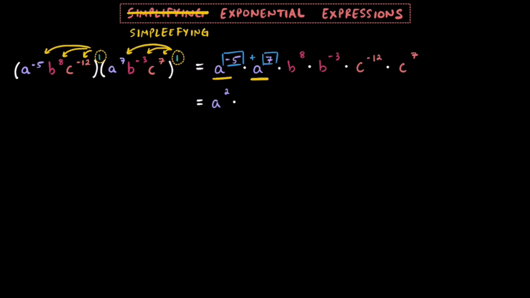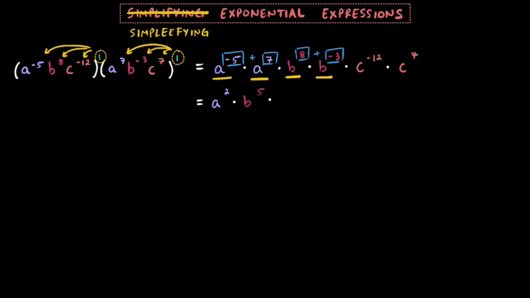Following that, we're going to have this b to the positive 8th power being multiplied by b to the negative 3rd power. If that's the case, we have this positive 8 being added to this negative 3 as our shortcut. 8 plus negative 3 is really just 8 minus 3. So that's going to be b to the positive 5th power.